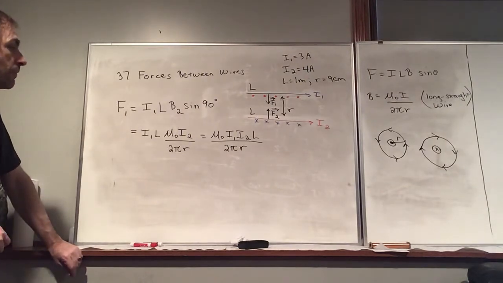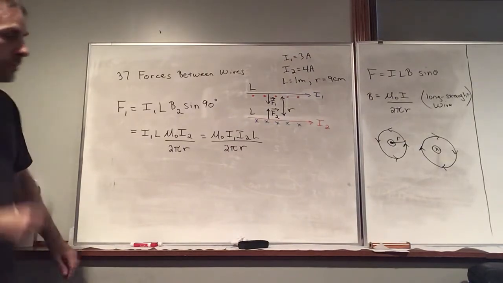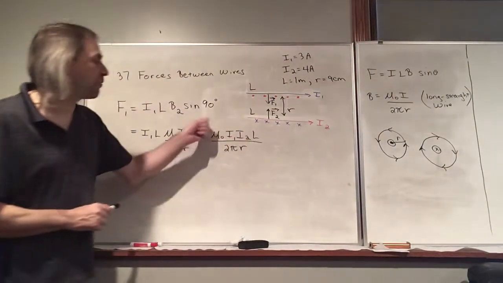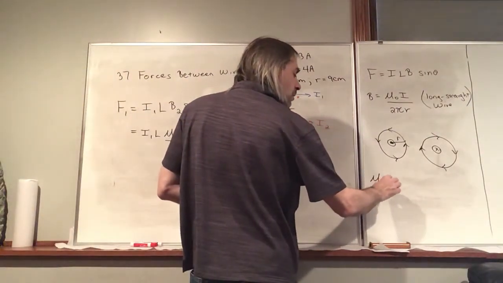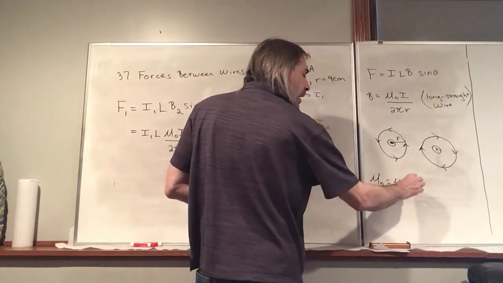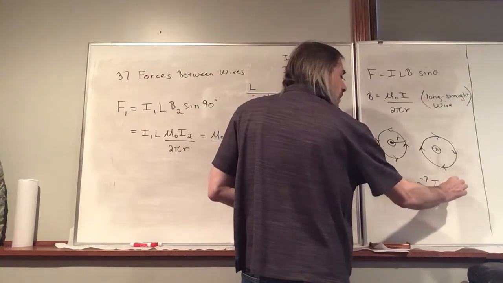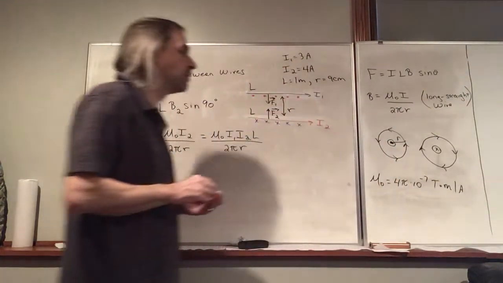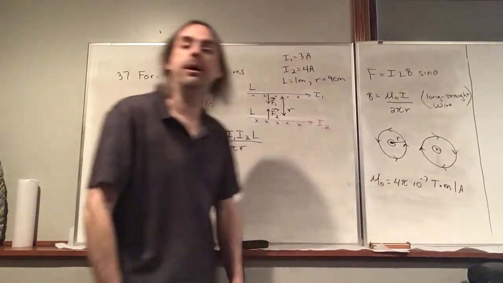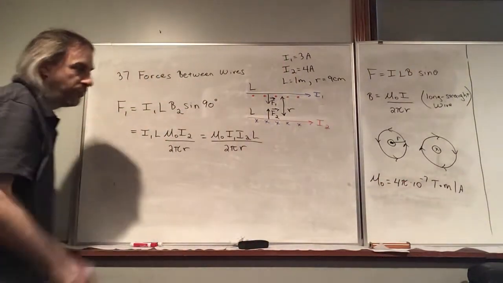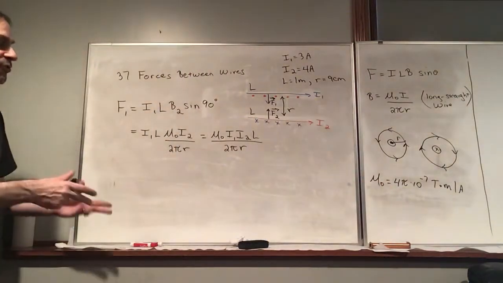Okay. So in this case, the wires are attracted to each other. One more thing, we have two ways of writing mu naught. I'm going to write mu naught as 4 pi times 10 to the minus 7 Tesla meters per amp. The other way is 1.26 times 10 to the minus 6. This is exact. Mu naught is defined this way, so that is actually exact.